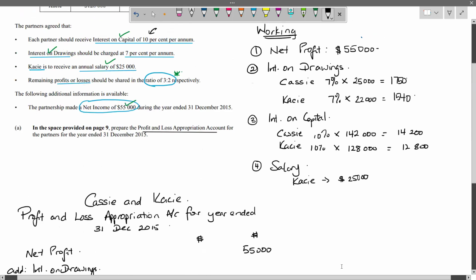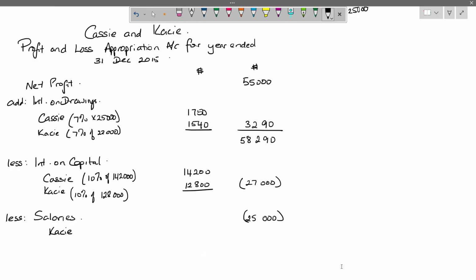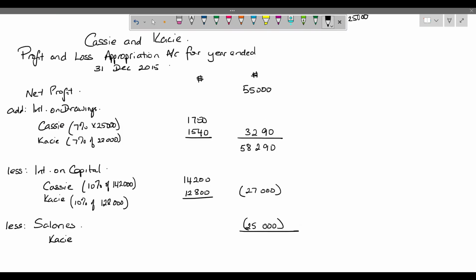Because Casey is the only person getting a salary, I'm just going to move this to this end one time, 25,000. So that 58,290. I'm subtracting 27,000 from it, followed by 25,000 from it. So I am remaining with $6,290.